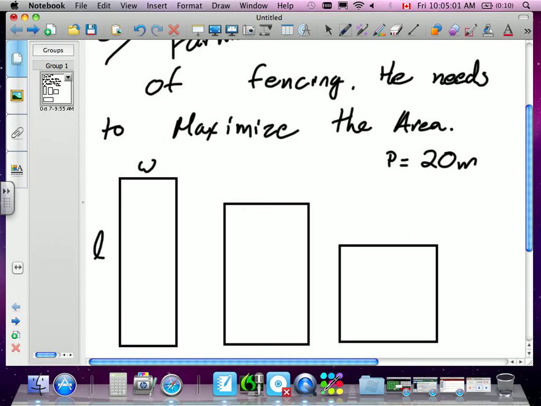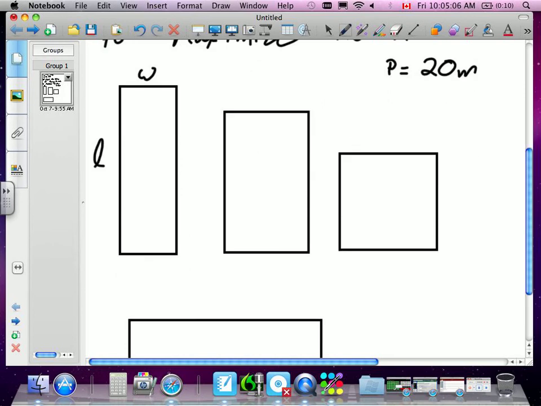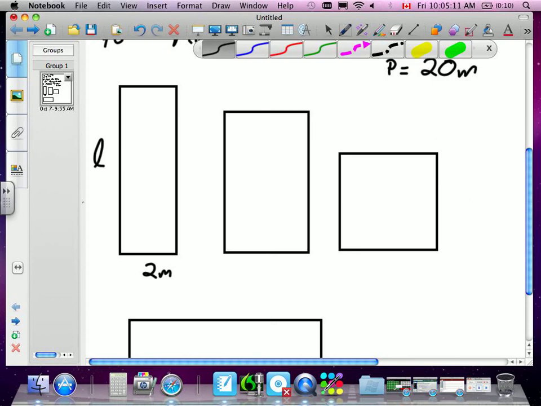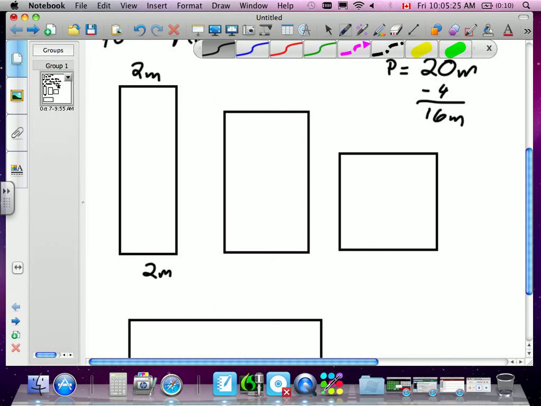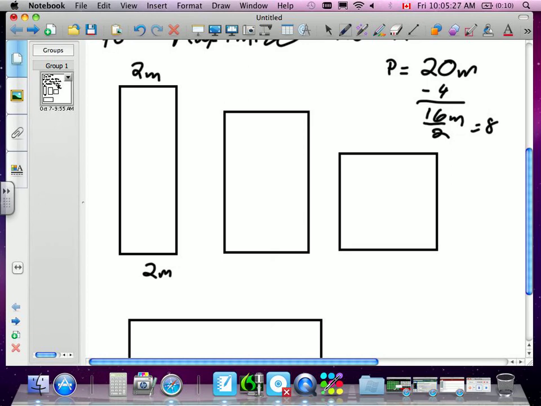So one of the options could be if our width was, let's say, 2 meters. That means our other width is 2 meters. Okay, so far we've used 4 meters of fencing from the perimeter. I have 16 meters left. I have to divide this 16 meters into 2 equal spots. So both of the other sides will be 8 meters long. That's one option we have for fencing.